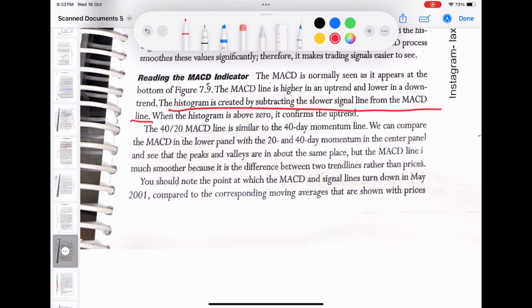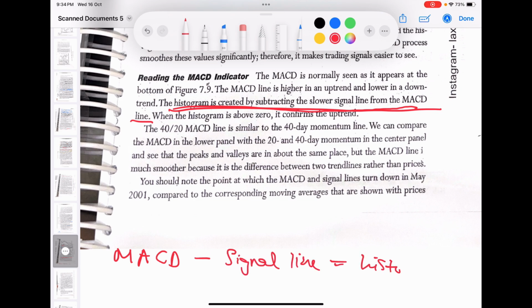If you again look at it, you can see that the histogram is created by subtracting the slower signal line from the MACD line. So when you minus the signal line from the MACD, you get the histogram. You know that the signal line is slower as compared to the MACD. And whenever the histogram is above the level 0, that means it's an uptrend.